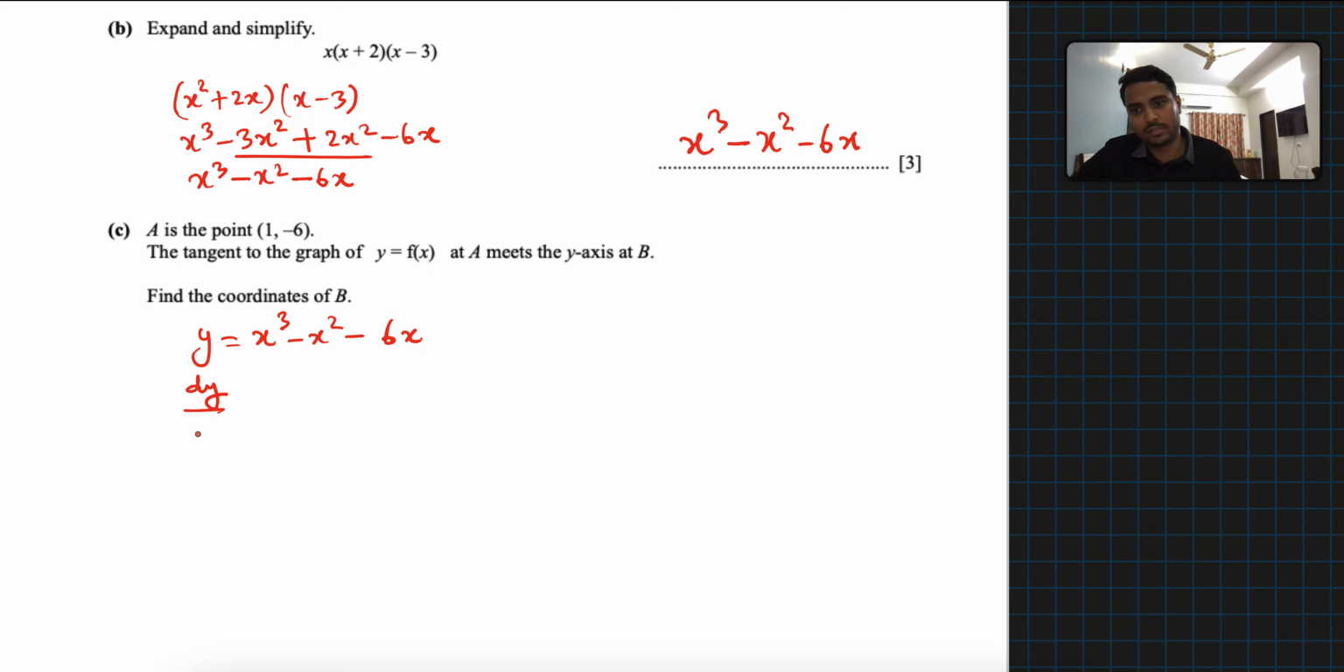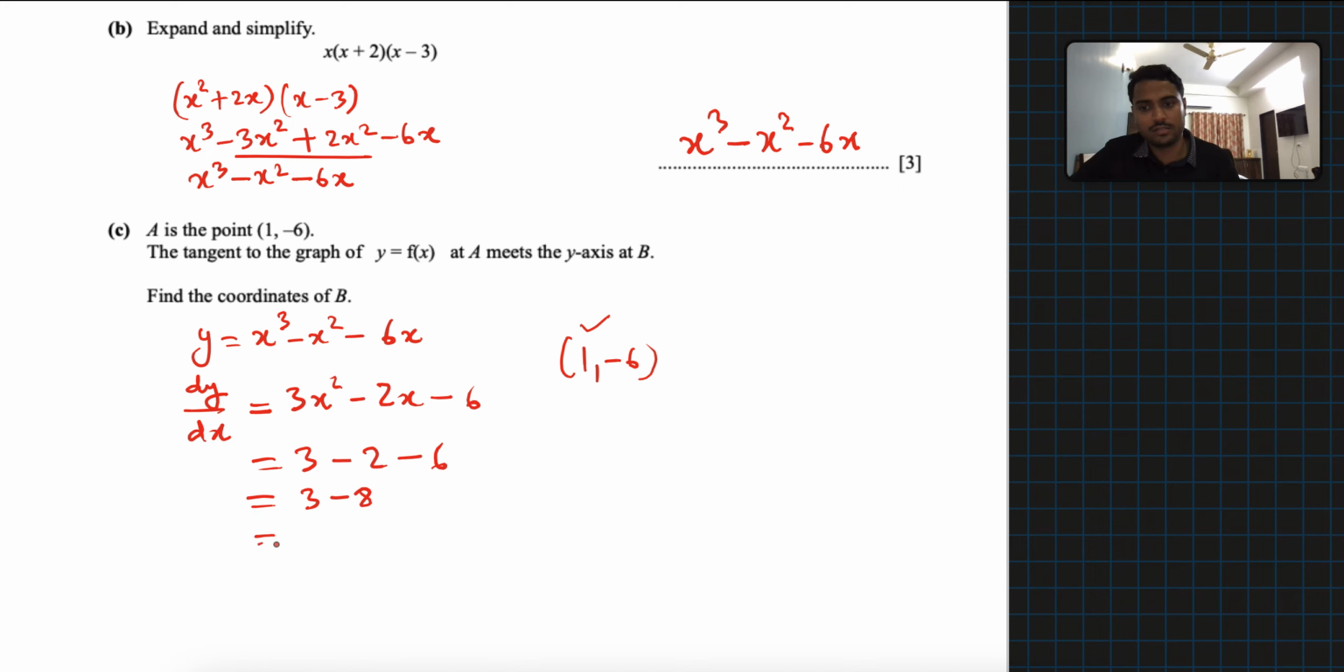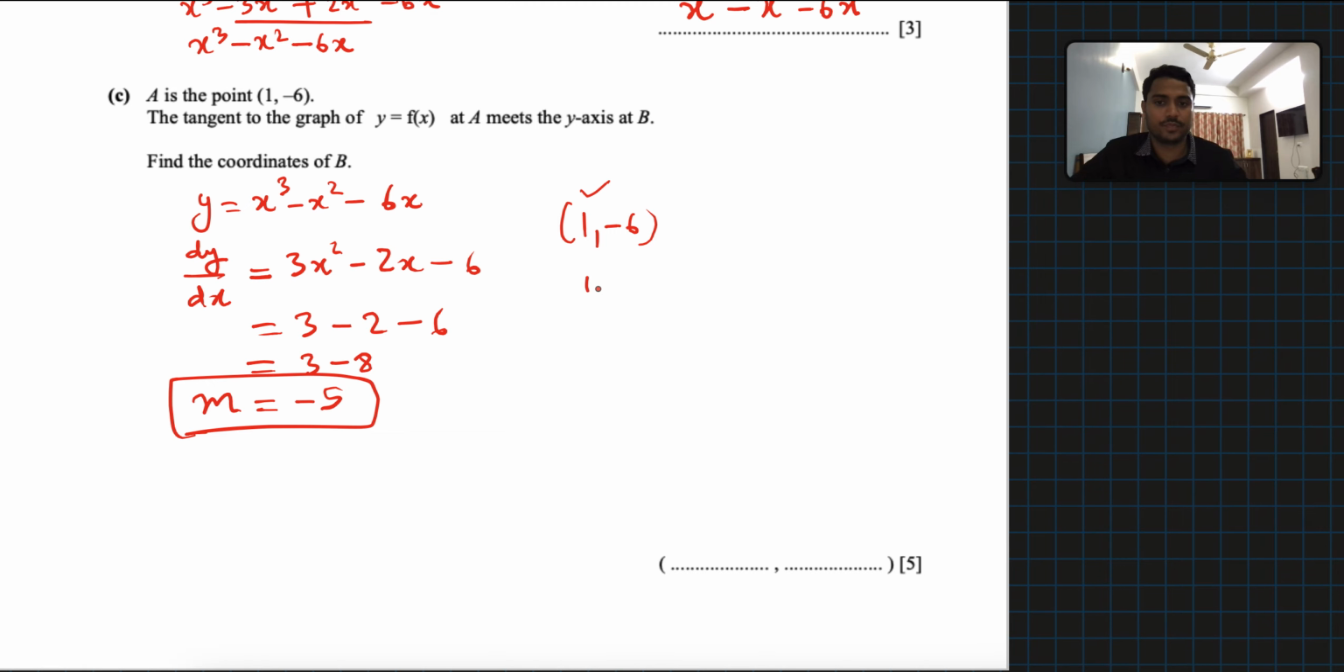So dy by dx equals 3x squared minus 2x minus 6, and we have the point on the graph, at 1 comma negative 6, so the x component is 1. So let's substitute: 3 into 1 squared, 3, minus 2 into 1, 2, minus 6. So this is going to be 3 minus 8, that is minus 5, and that is going to be your gradient m.